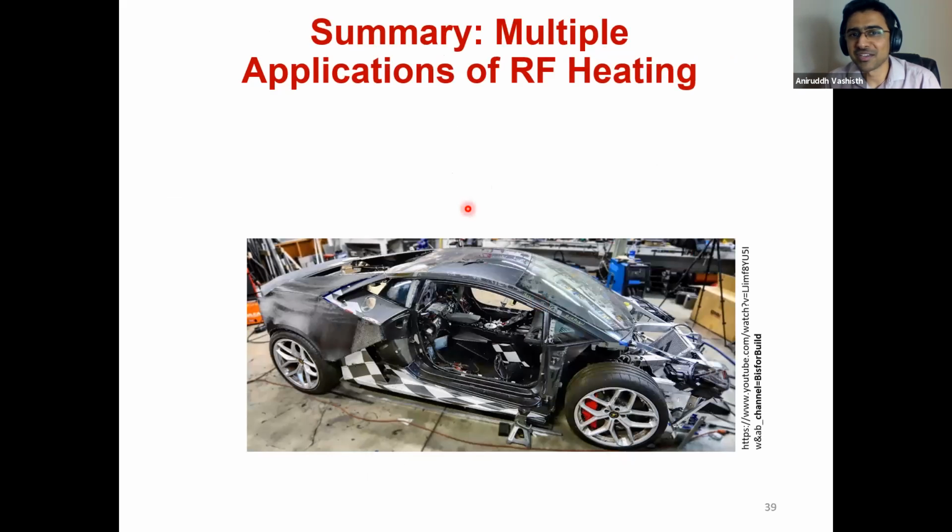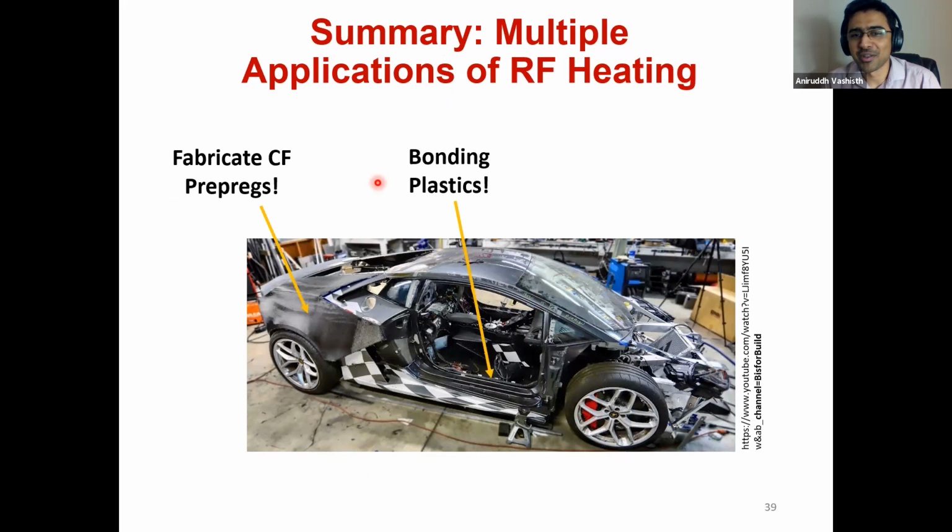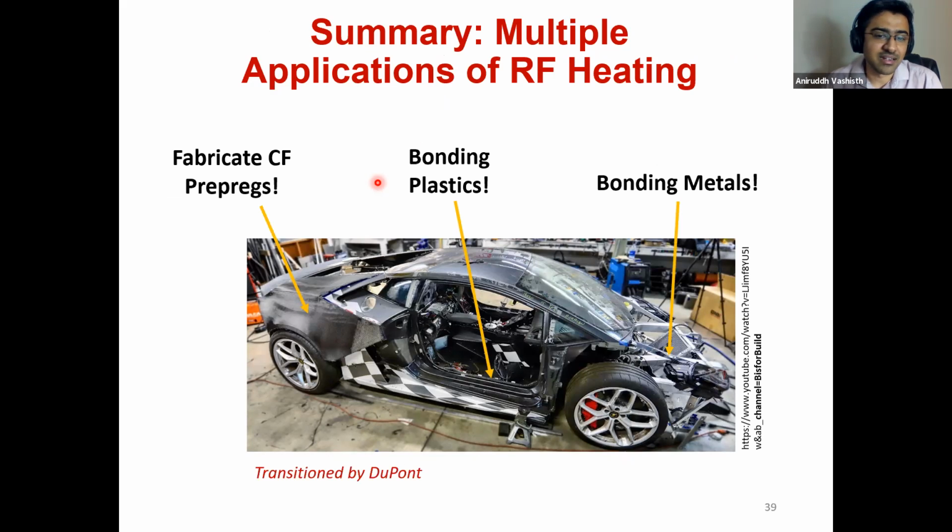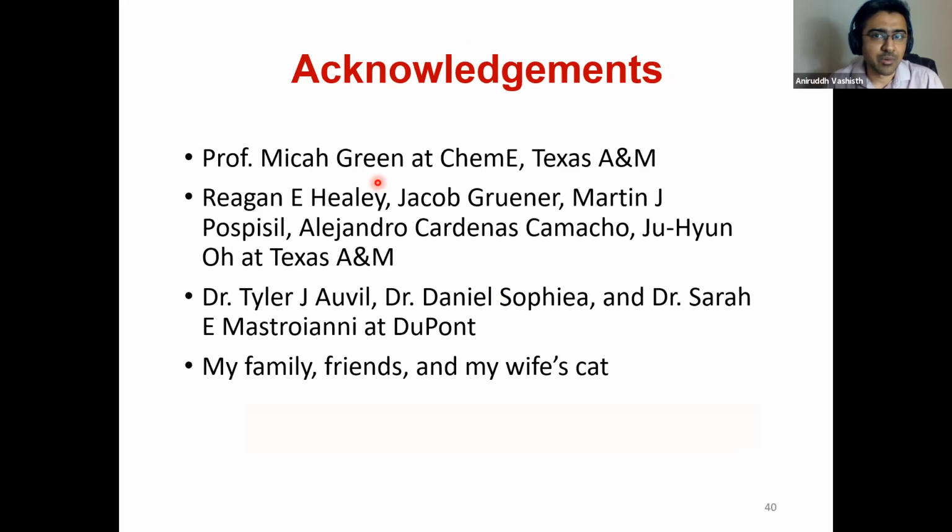So in summary, we looked at application of RF heating for making carbon fiber pre-pregs, for bonding plastics, for bonding metals. I'm really fortunate that DuPont is planning to transition this technology to some of their manufacturing lines. We have a couple of patents also with DuPont on the same work.